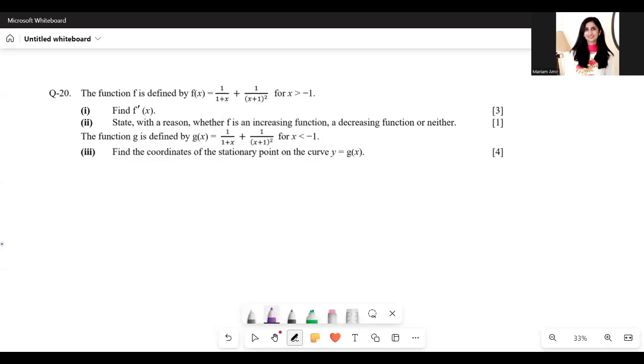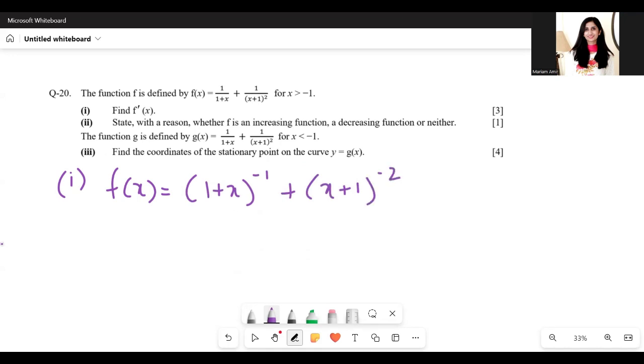Here's another question. Function f is defined by f(x) = 1/(1+x) + 1/(x+1)² for x greater than -1. Find f'(x), that is the derivative of f(x). So first thing I'll do is shift the denominators up, make their powers negative. Okay. Now we're going to differentiate it.